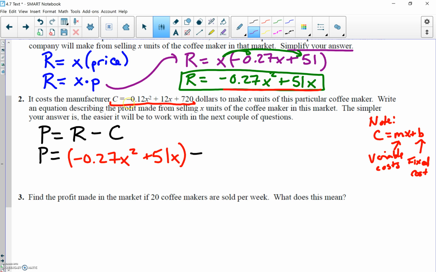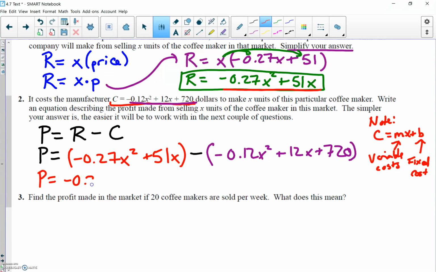And so again, I'm going to substitute the right-hand side instead of C. So negative 0.12x squared plus 12x plus 120. So I've essentially written my equation, but it's not simplified. We want to simplify it down and make it easier to use. So here, my first set of parentheses aren't really doing anything. I just put them there as a placeholder. They're not multiplying anything, so I can just get rid of them.